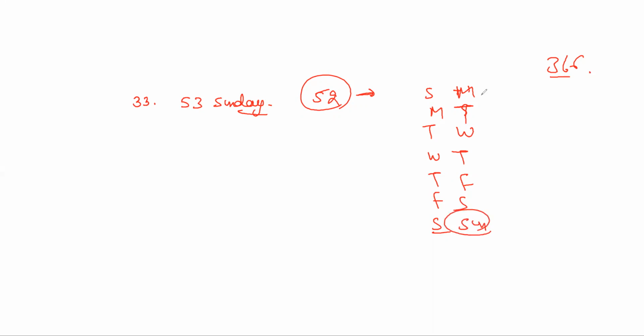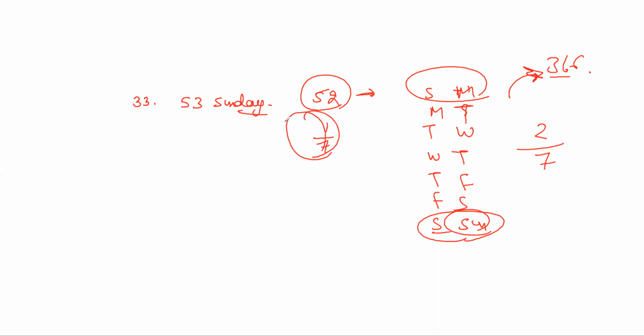So there are two favorable choices: Sunday-Monday and Saturday-Sunday. The favorable outcomes are 2, and the total number of possible outcomes is 7, because particularly we are talking about the leap year. If it were not a leap year, the probability of getting the extra 53rd Sunday would be 1/7. But since it is a leap year, we are getting one more extra day, so it would be 2/7. The answer would be 2/7.